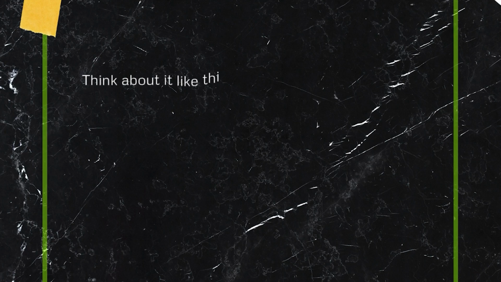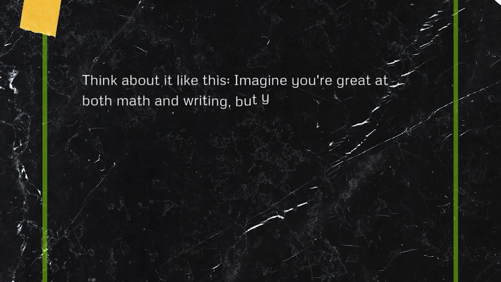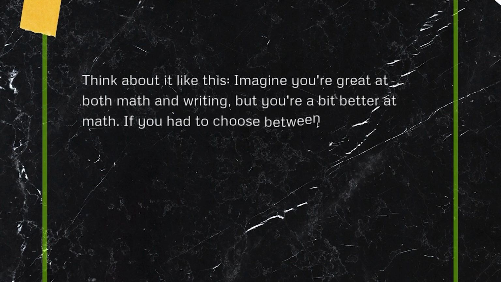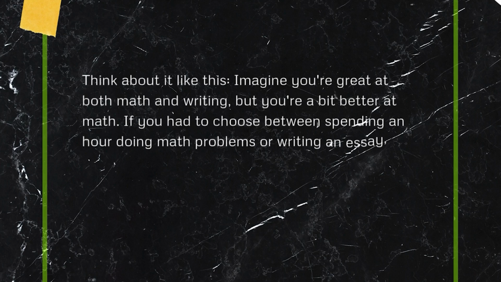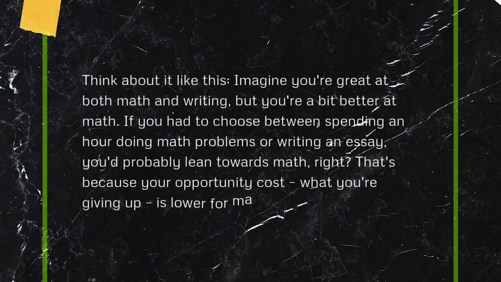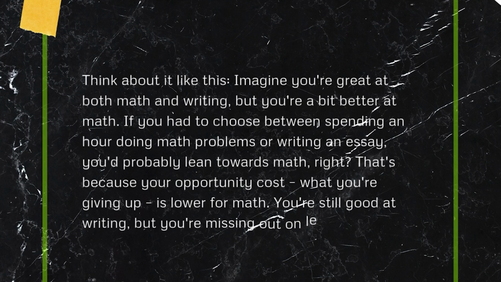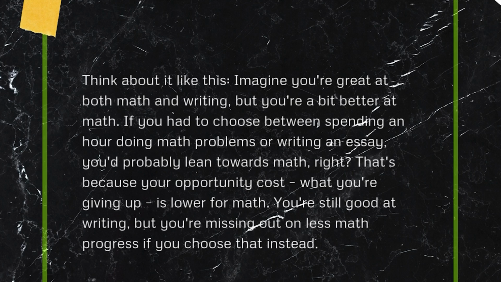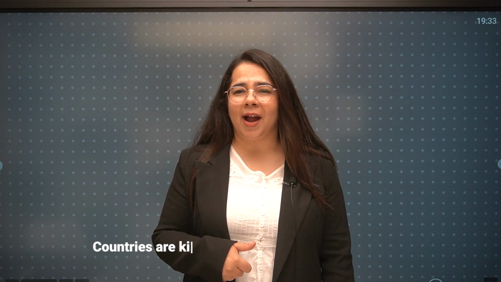Think about it like this. Imagine you are great at both math and writing, but you're a bit better at math. If you had to choose between spending an hour doing math problems or writing an essay, you would probably lean towards math, right? That's because your opportunity cost, what you are giving up, is lower for math. You are still good at writing, but you are missing out on less math progress if you choose that instead. Countries are kind of like that too.